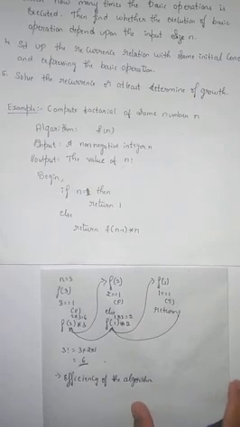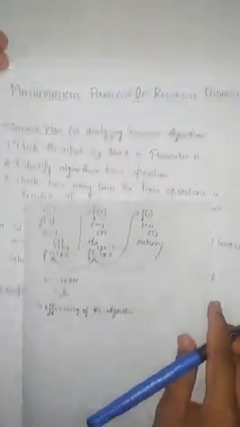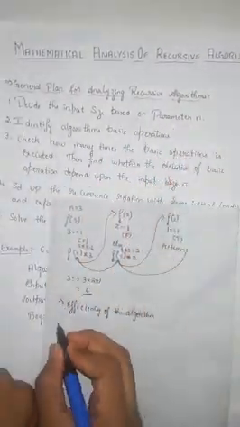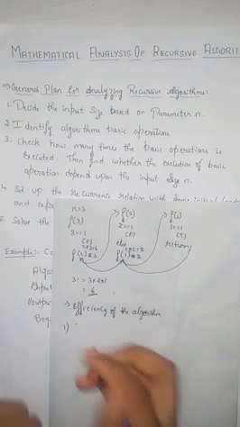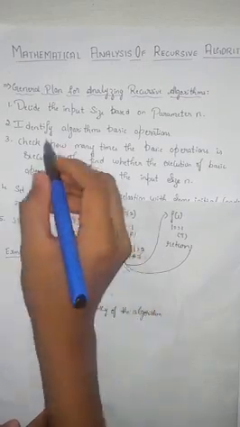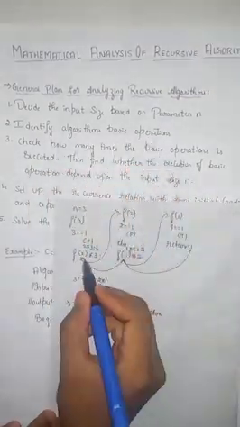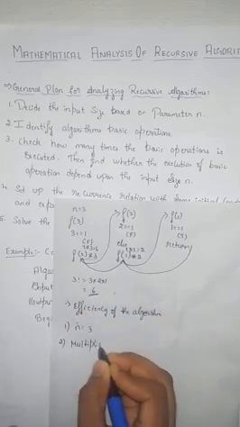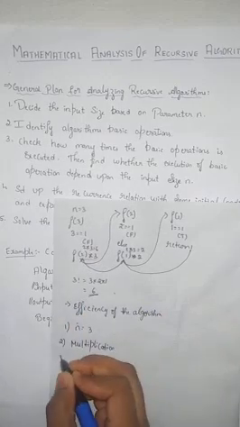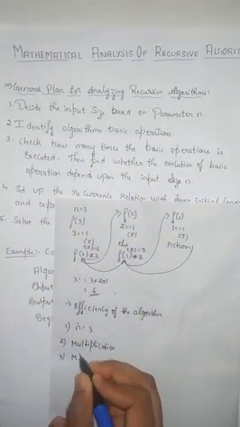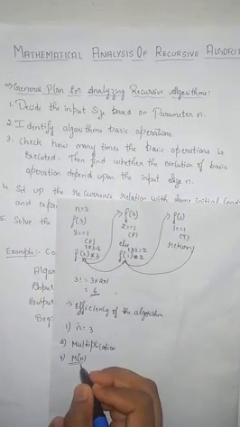To check the efficiency, we need to follow the general plan. First, decide the input size based on the parameter n. So the input size will be n is equal to 3. Next, identify the algorithm's basic operation. Here the basic operation is multiplication. Next, check how many times the basic operation is executed. We need to check how many times this multiplication will be executed.